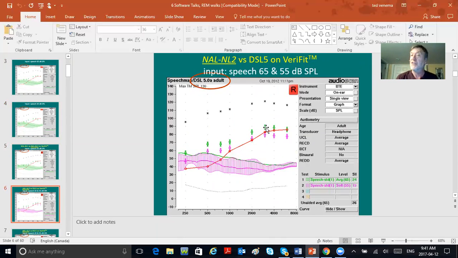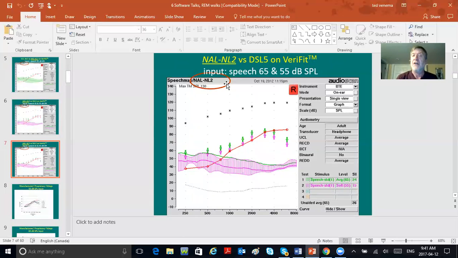Now we'll compare NAL2 to DSL5. The green is for average inputs, 65 dB SPL. The pink or purple is for 55 dB SPL inputs. Again, don't worry about the pink stuff here. Just focus on the targets. So this would be DSL5 for an adult, DSL5, NAL2. Not so different, are they?